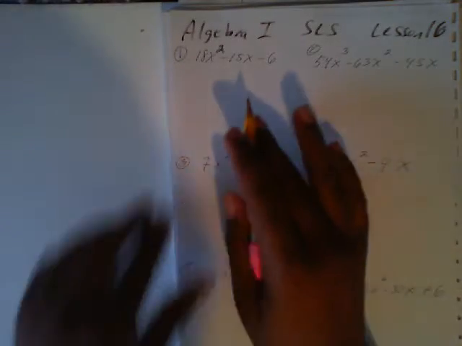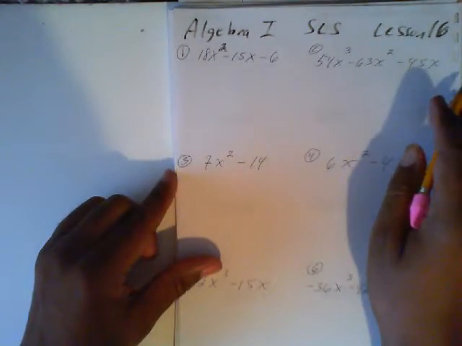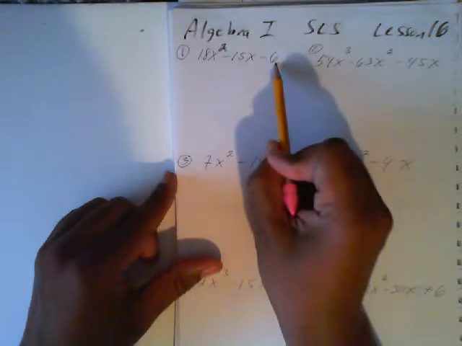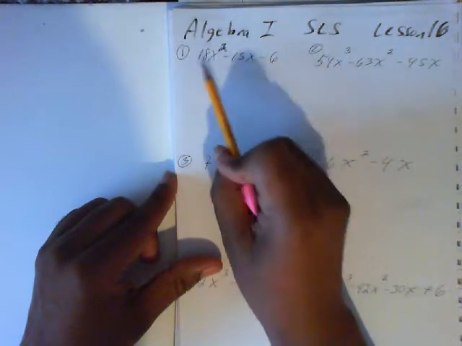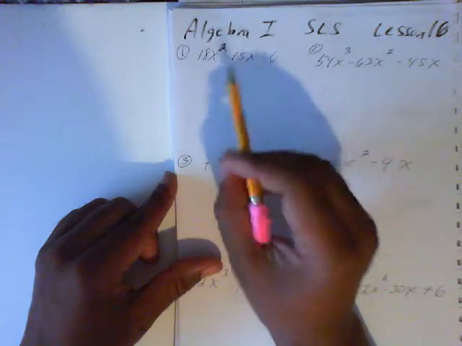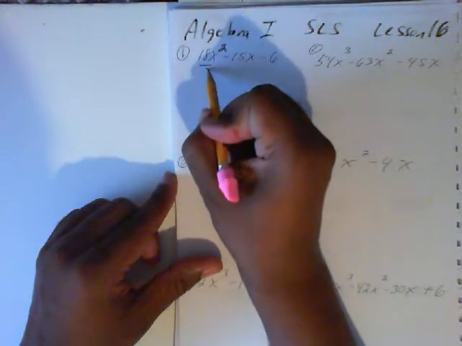We're going to factor all of these, and we're going to factor out the greatest common factor. Now we have 18, 15, and 6. The greatest number that can be divided into all three of these will be the number 3. So I'm going to divide each by 3.